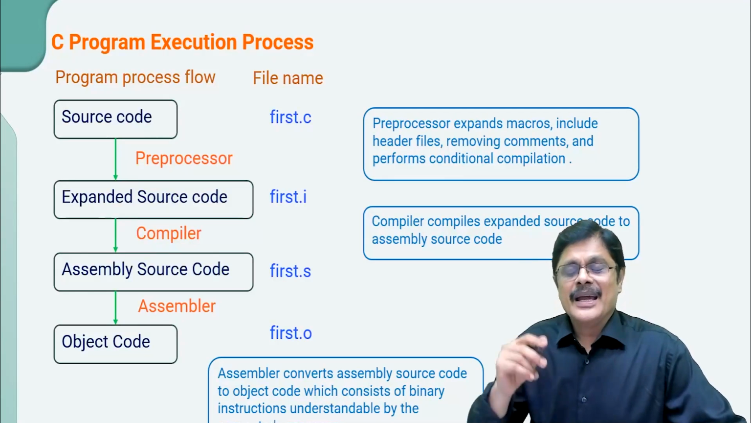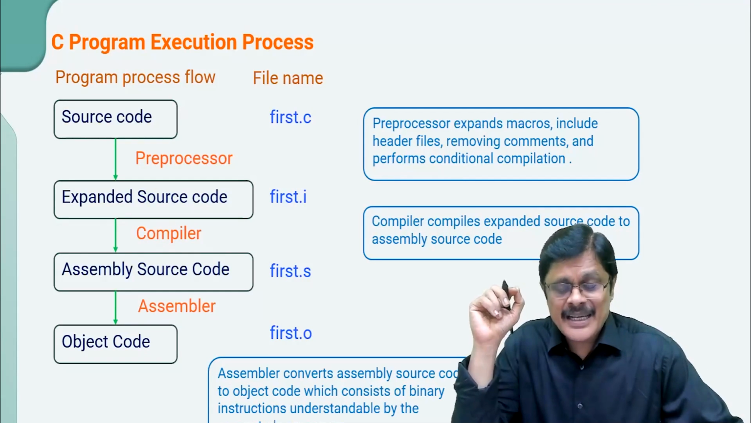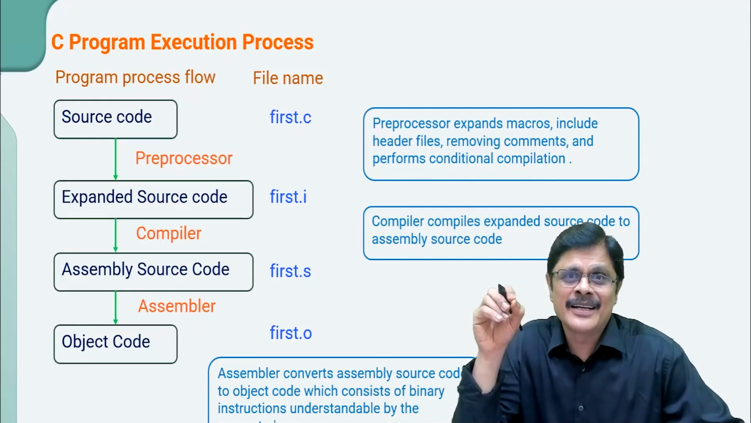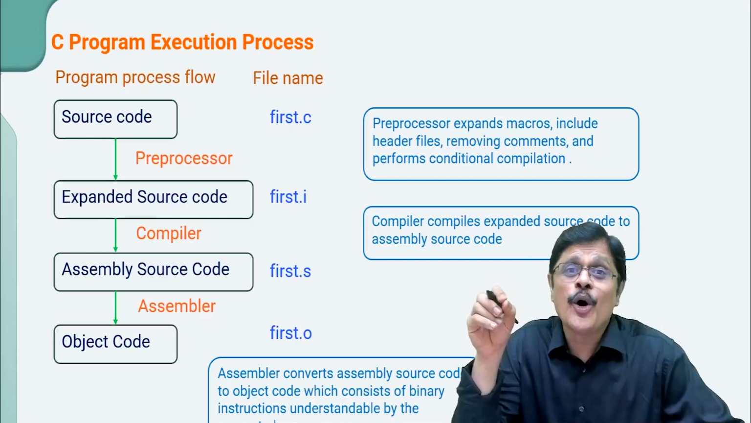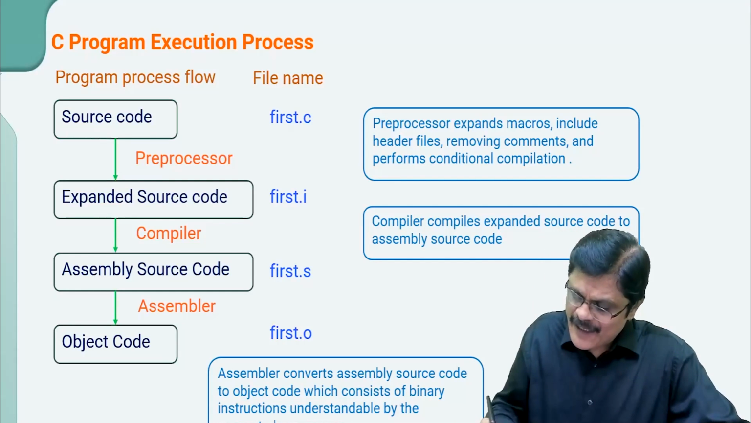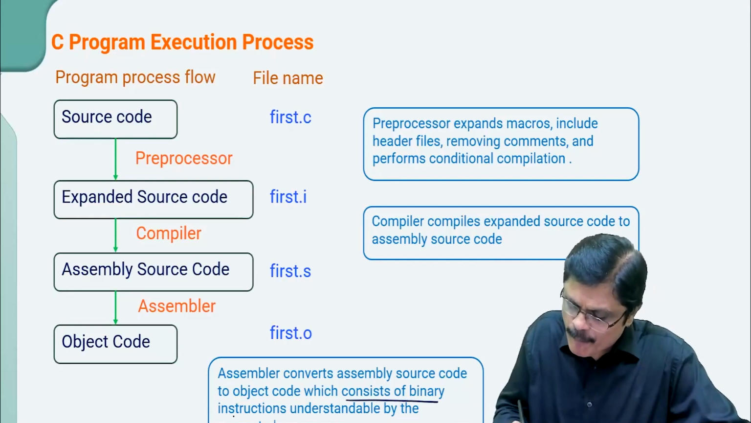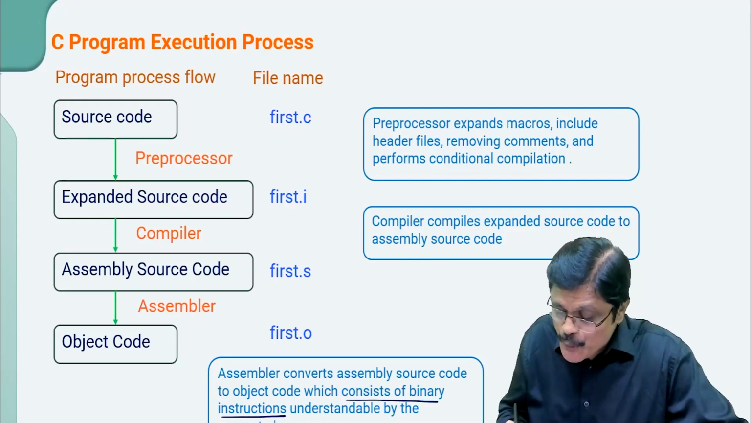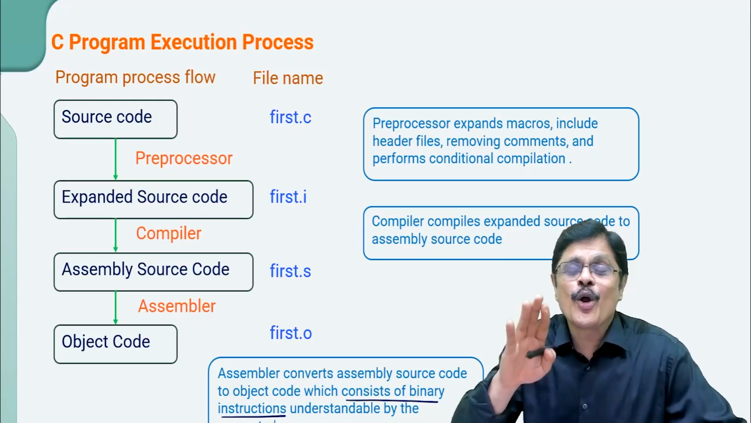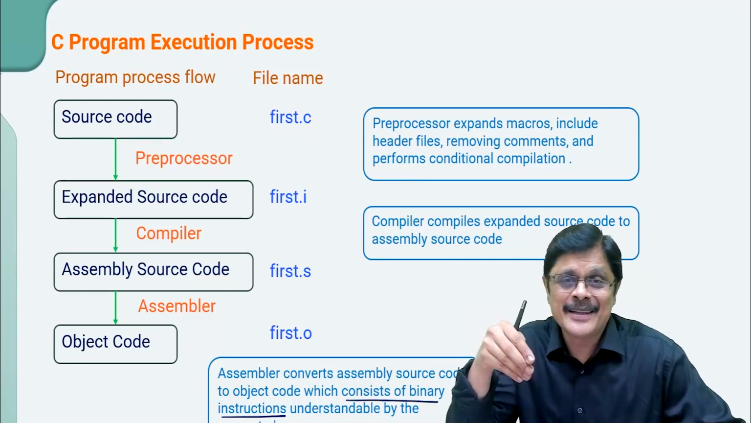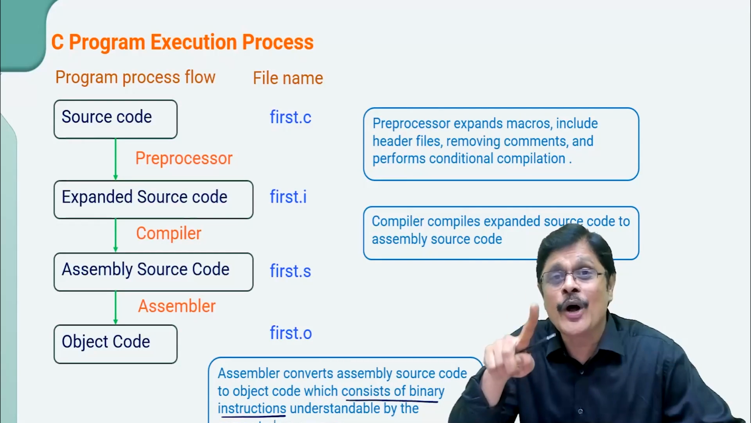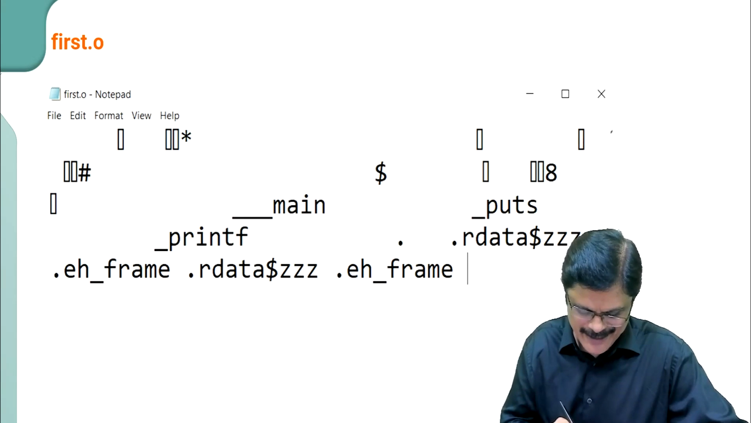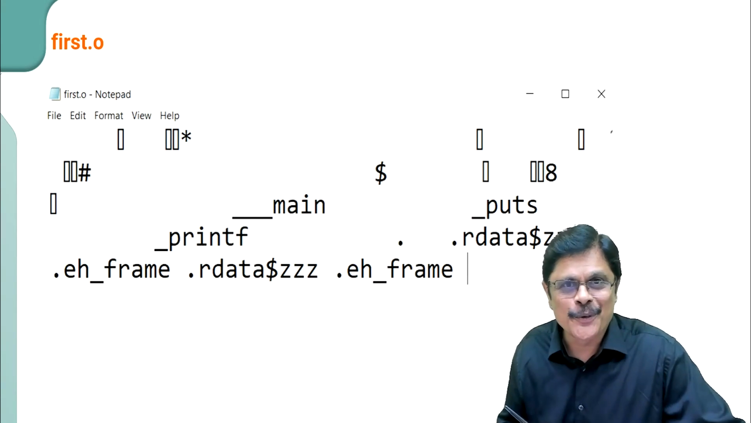Then in the next stage, the assembler stage, the assembler will convert the assembly code into object code. My dear friends, object code consists of binary instructions which are understandable by the computer's processor. They are not understandable by us. They are machine-understandable code. We call it machine code. If you want to read it, you can try that. This is the content of first.o.